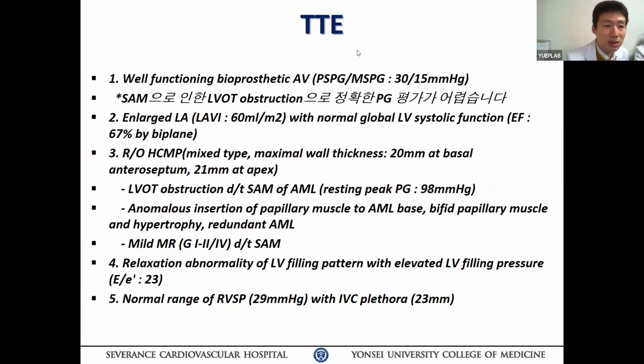And this is our echo report. The bioprosthetic AV was functioning well. And here it said enlarged atrium, but the ejection fraction was preserved. He had obstructive HCMP with a peak gradient of about 100 even in the resting status. And he also had a relaxation abnormality, an impaired relaxation filling pattern.